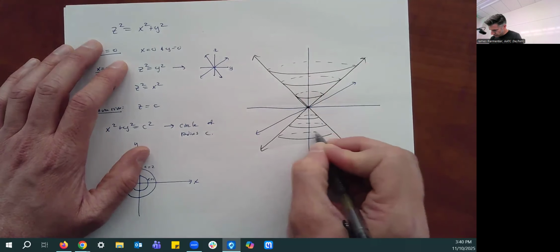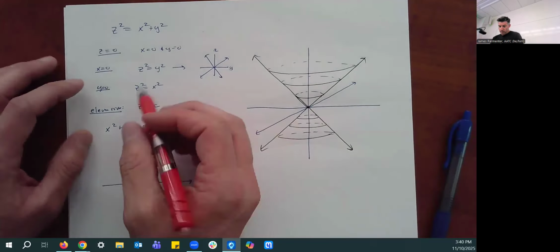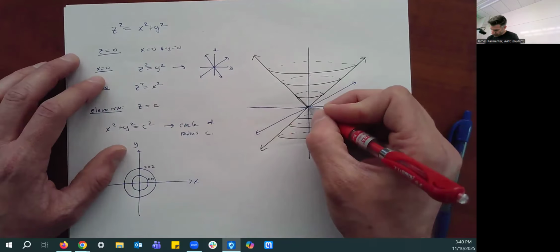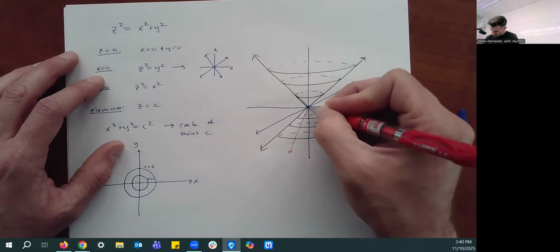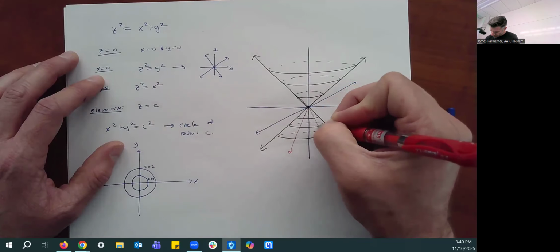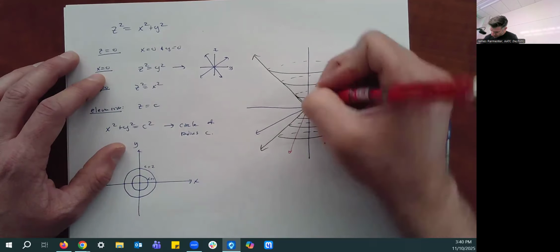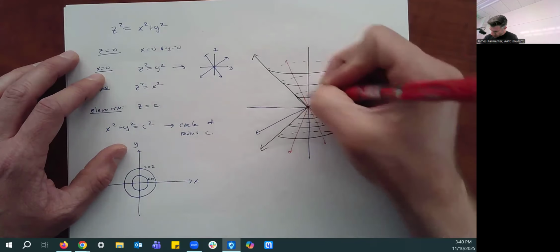If you wanted to draw the XZ trace, you could try. I'm just not good at it. It's kind of like coming up that way and going back that way, and coming up this way and going back that way.